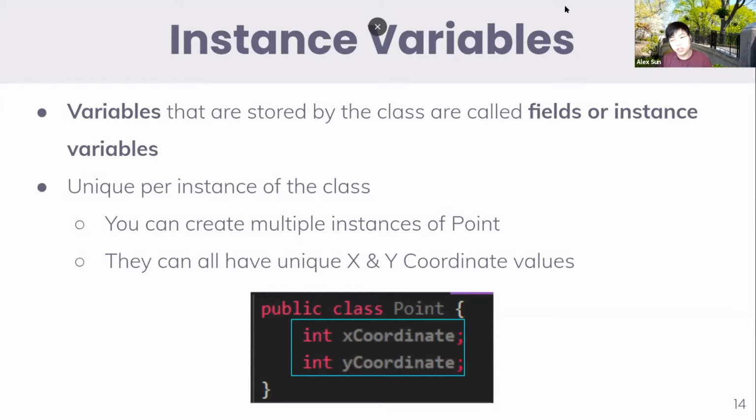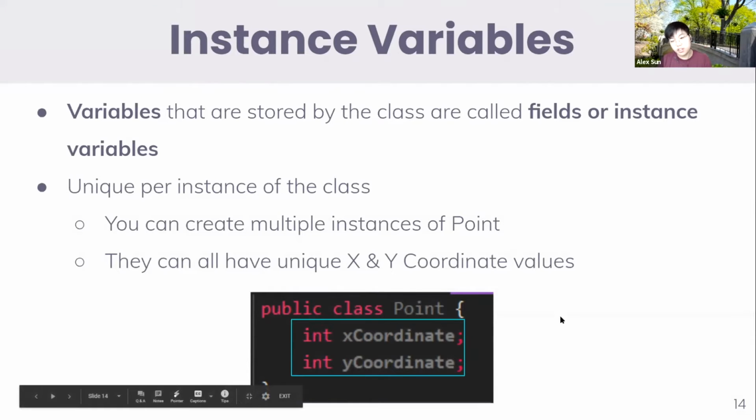Before we get to how to make it more interesting though, let's talk about some key terms. This way, when people talk about these things, you know what's happening. Variables that are stored by the class are called fields or instance variables. They're both really fancy words. I'll talk more about what an instance means, so the second one will make more sense, but they're known as fields. It's very common. Basically, it's what you saw on the last slide. These things here are called instance variables or fields.